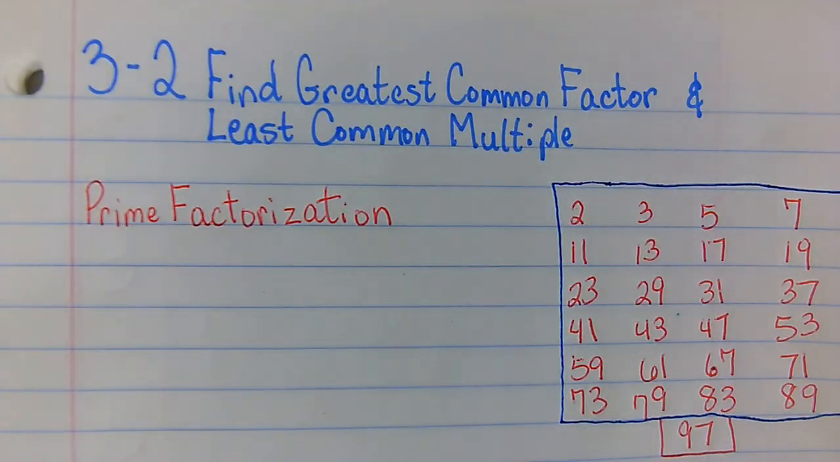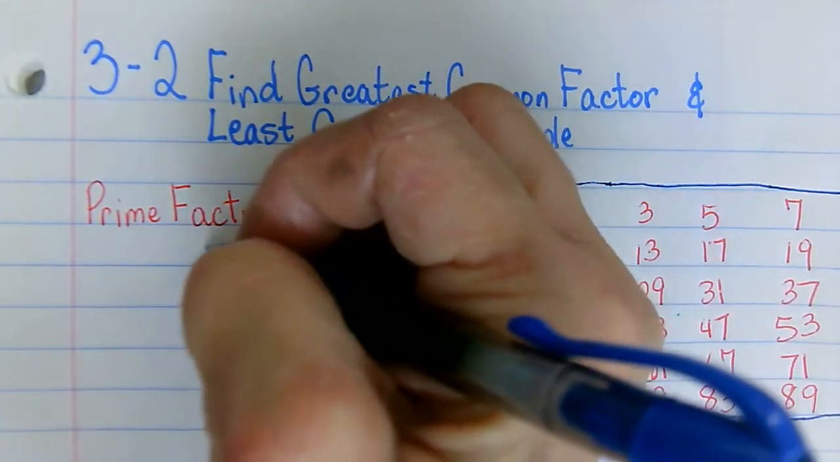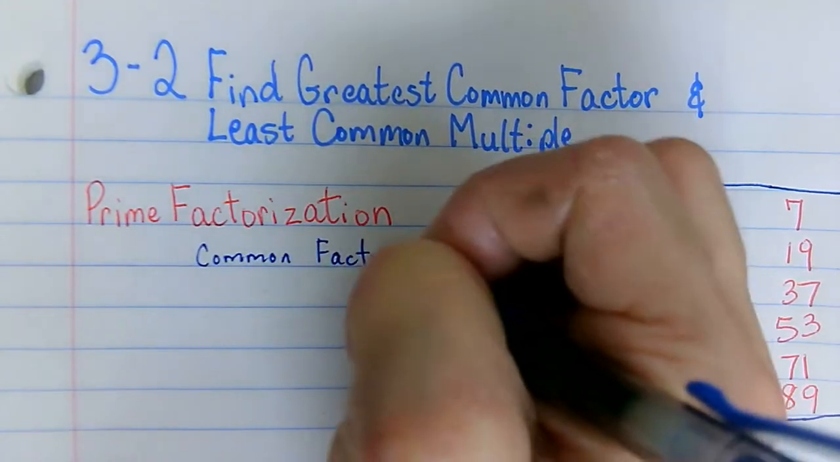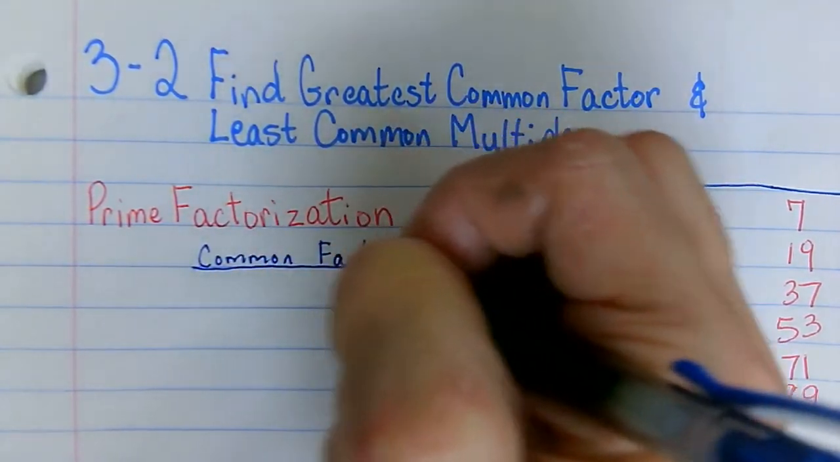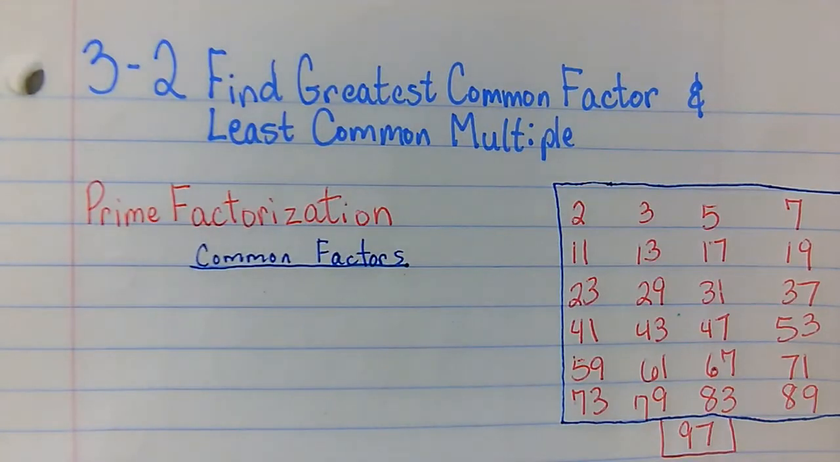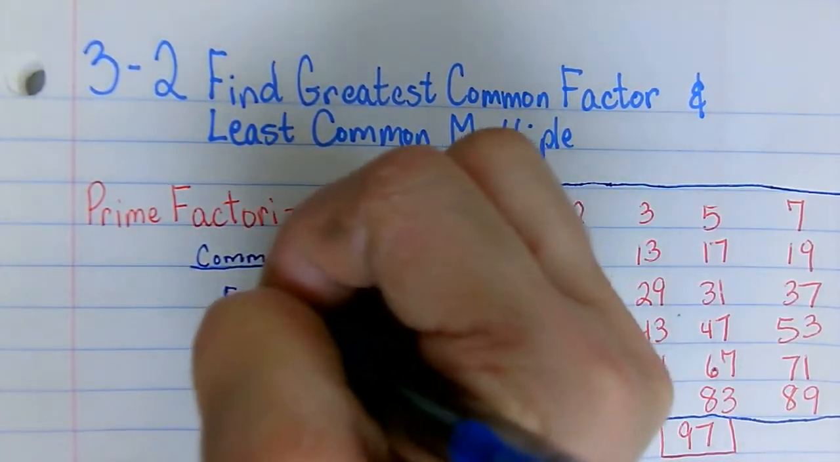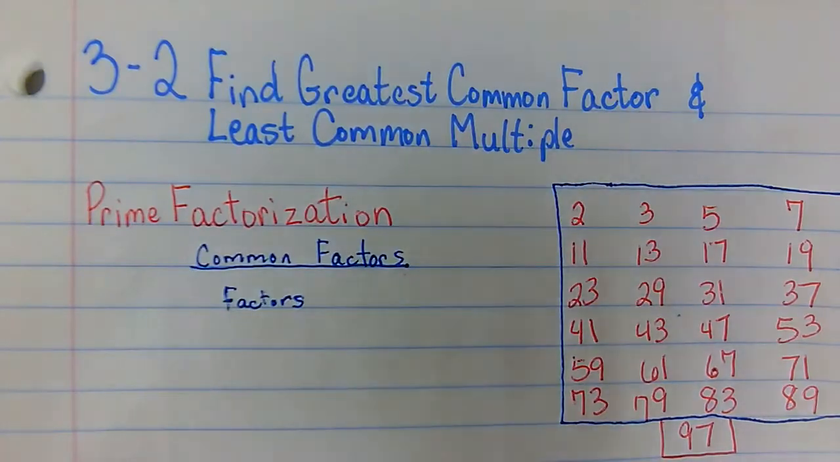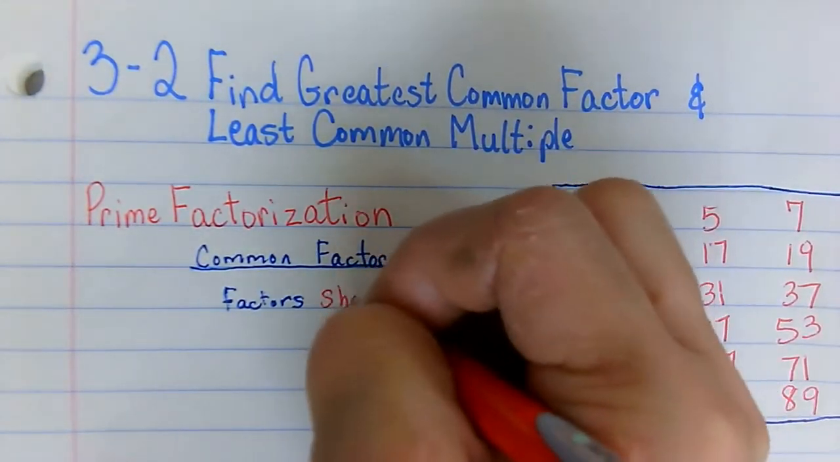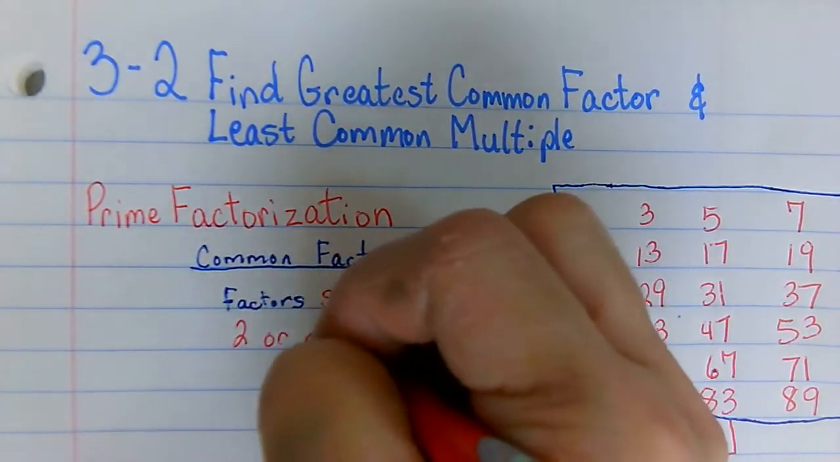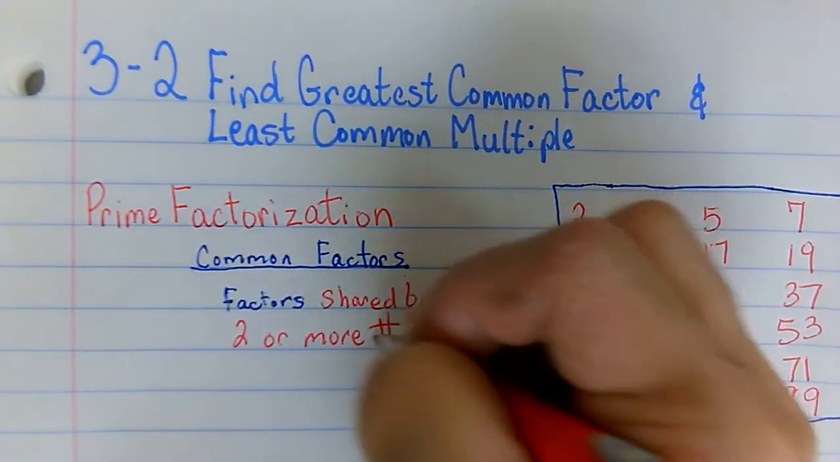Alright, first thing we'll talk about with prime factorization is common factors. Okay? Common factors. And that is factors that are shared by 2 or more numbers. Okay?